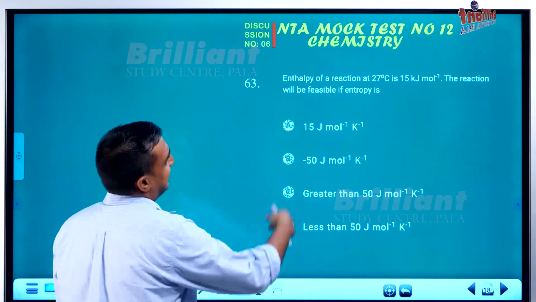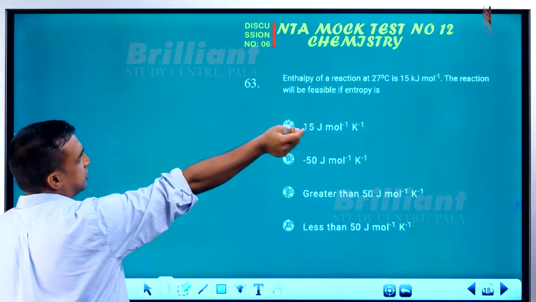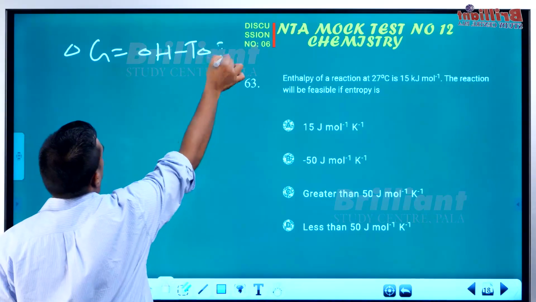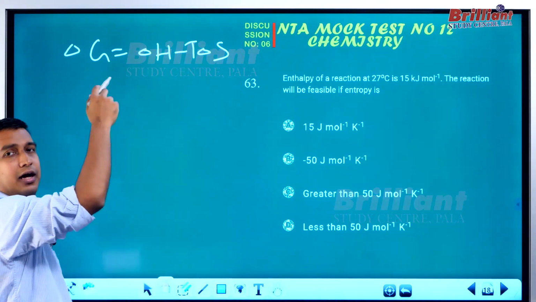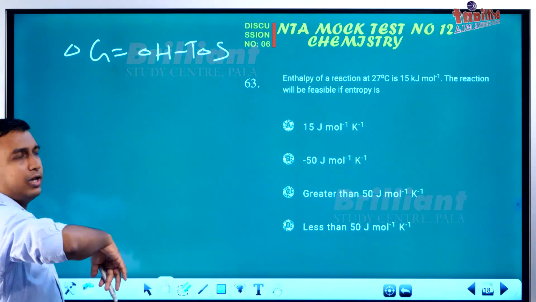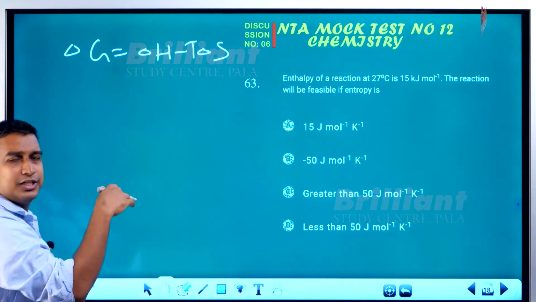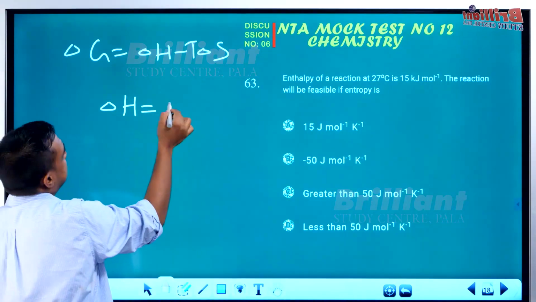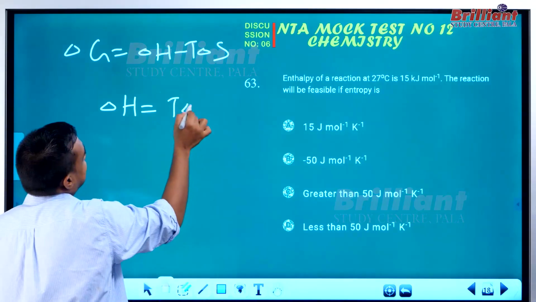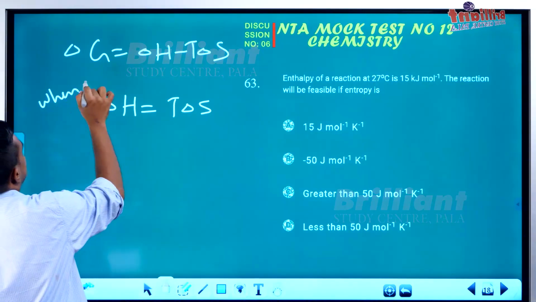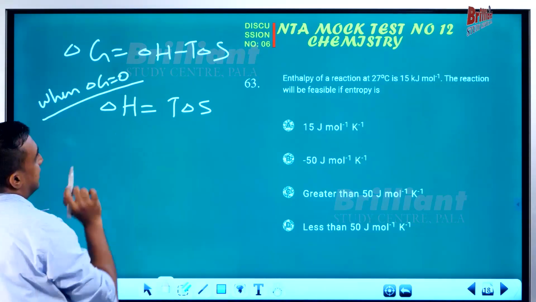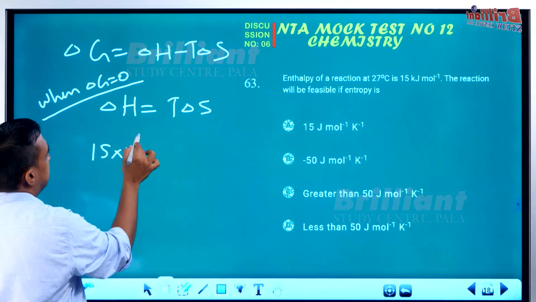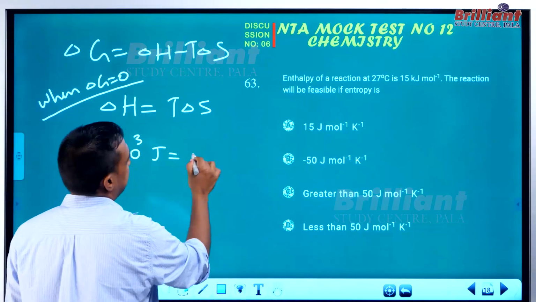Coming to the next question, the enthalpy of a reaction at 27 degrees Celsius is this much. The reaction will be feasible if delta G is equal to delta H minus T delta S. Always keep in mind, the reaction is feasible when delta G is lesser than 0. What we are doing now is using the equilibrium condition to find the value. Equilibrium is when delta G is 0. Delta H is equal to T delta S. When delta G is equal to 0, I can write delta H is equal to T delta S. They have given the enthalpy as 15 into 10 power 3 joule. What is the temperature? 300.